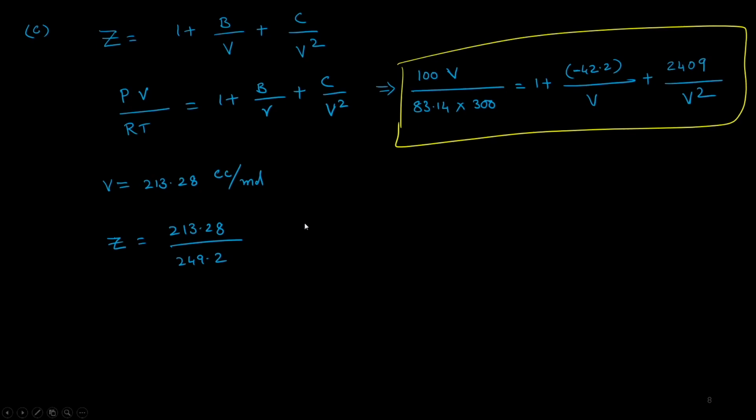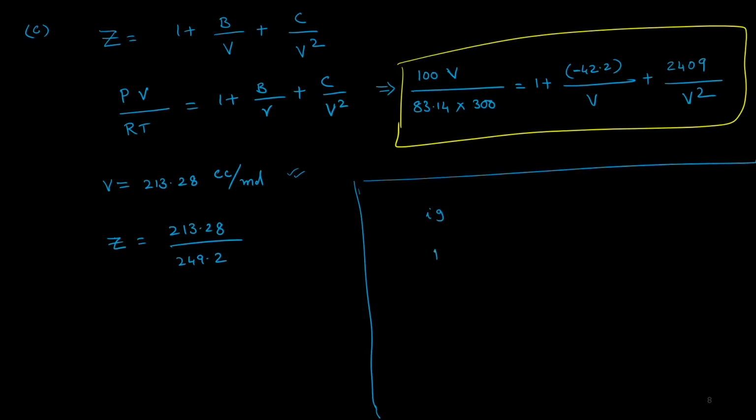this condition. But the value of V now, as you see, is different from what we calculated then. Let's list that: ideal gas value, just the B, both B and C. Ideal gas was 249.2. Just using the second virial coefficient was 207.2. Using both B and C, it is 213.28. All of them in centimeter cube per mole.